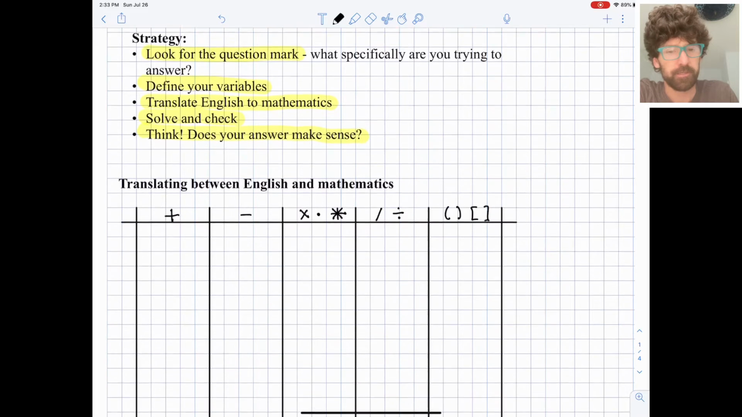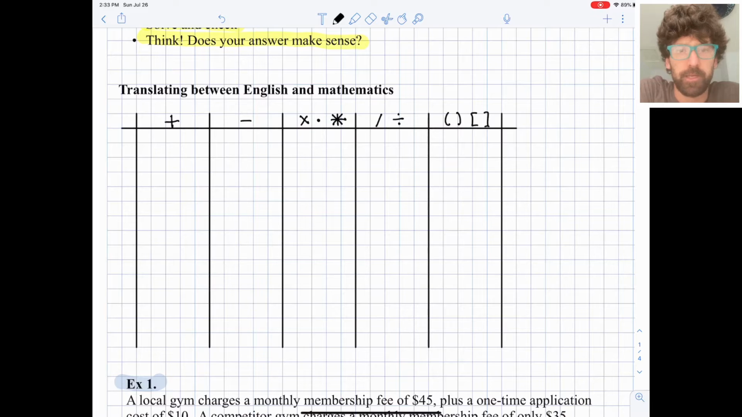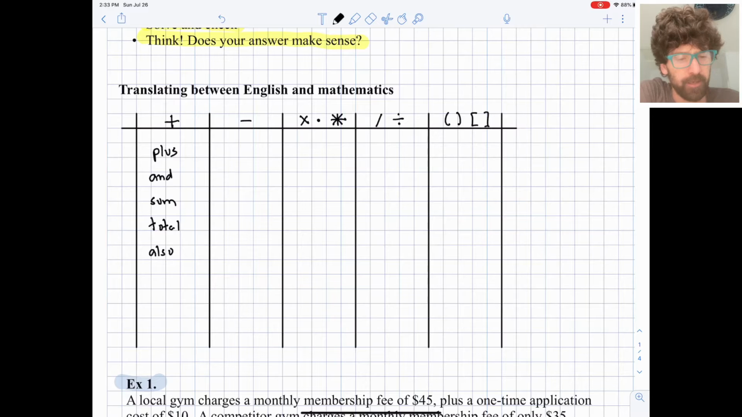We're going to first just brainstorm some words that we can use to translate between English and mathematics. So you can see my 5 columns here representing the 5 common mathematical symbols or operations that we deal with in Algebra 1. And let's just start brainstorming. So obviously this is a plus, but we might use the word and, or sum, or total. Sometimes also represents an addition. Obviously add or addition. So those are a few that represent addition.